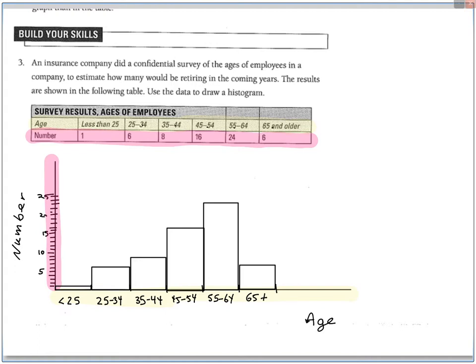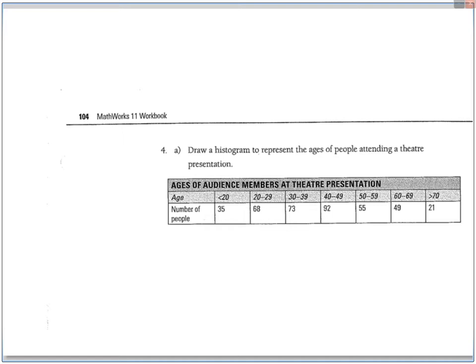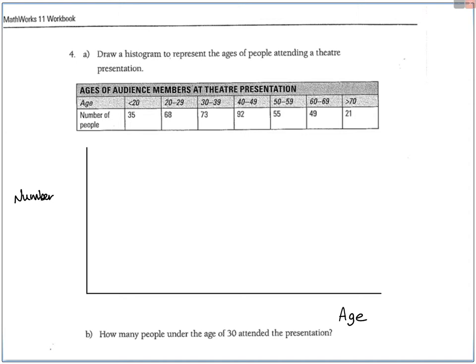Okay, moving along here. We just did Build Your Skills 3. So now we're going to work on number 4 here. We're going to do another histogram. Alright, so which category or which row goes on the bottom? Age or number of? Age. Good. So age down here in the corner, and number of goes here.